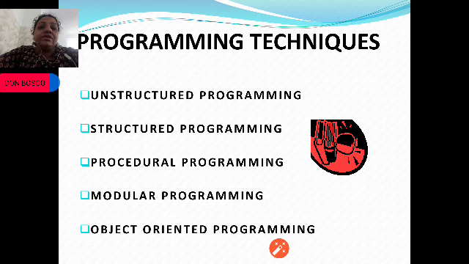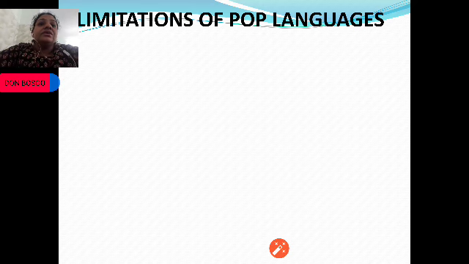Next comes modular programming. Modular programming is somewhat similar to procedural programming. In modular programming, we also have a main program and many modules. A module can have many procedures included within it. Next comes object-oriented programming. We will be discussing the concepts of object-oriented programming in detail.